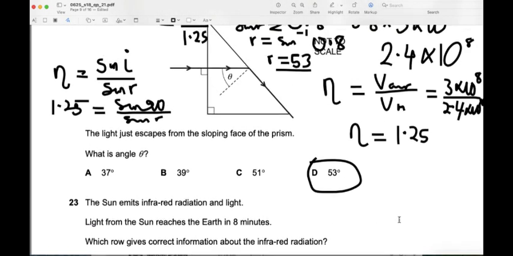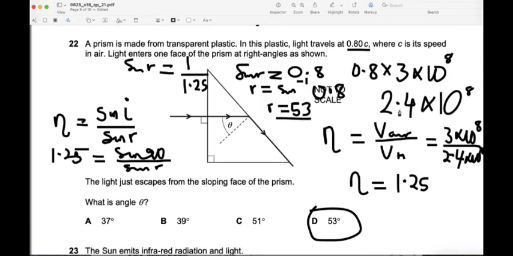So we'll move on quickly. Take note: first of all, we calculated the refractive index. We brought the refractive index to do the other law. The law is that refractive index is this, and refractive index is also sine I over sine R. That's all we did, and we got our angle. Is that okay?